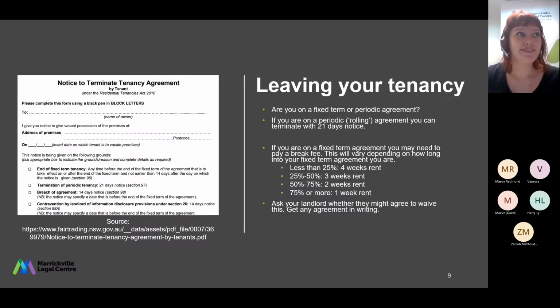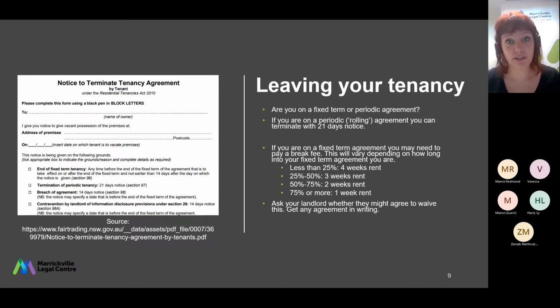Now, yeah, you can find that form on the Fair Trading website as well. Okay, so 21 days notice if you're on a rolling lease. If you're on a fixed term agreement, meaning an agreement that goes from one period of time to the next, things do get more complicated.